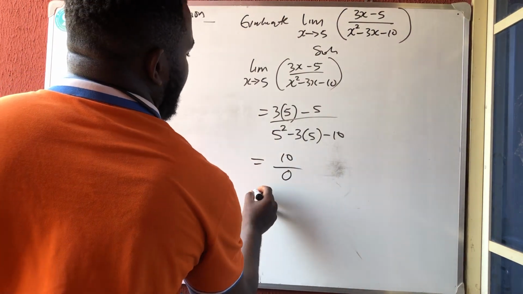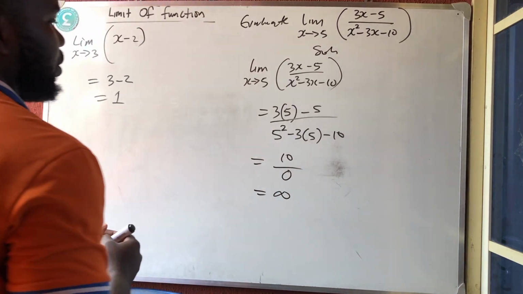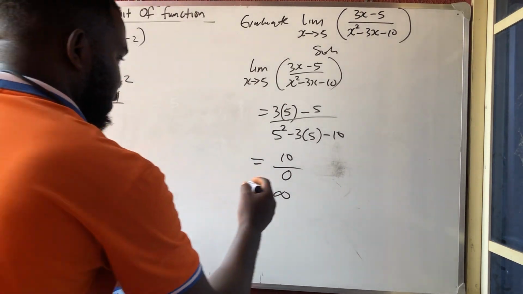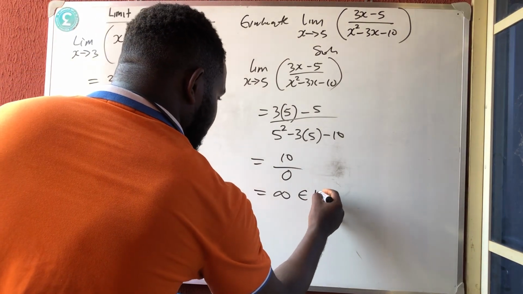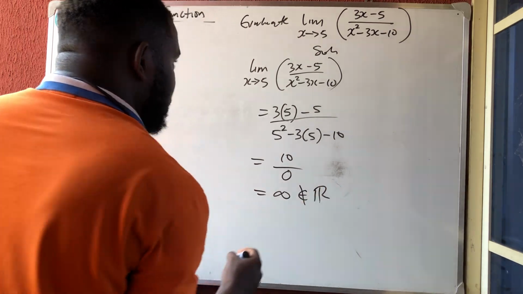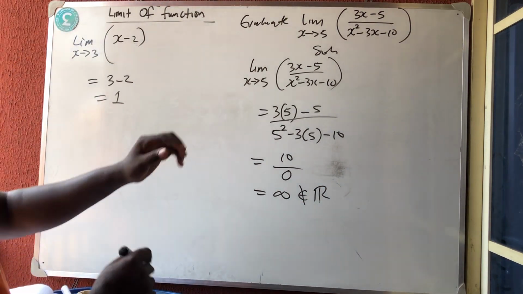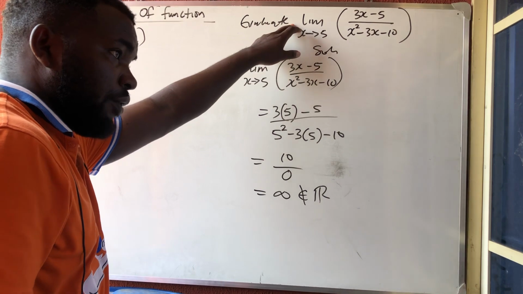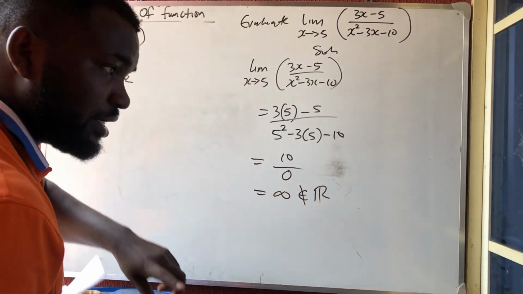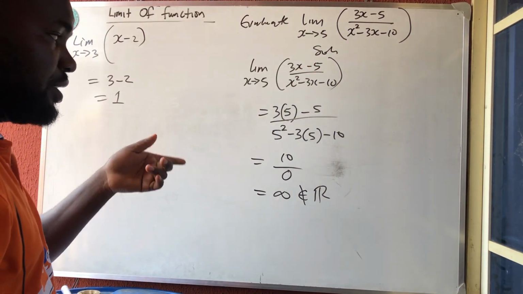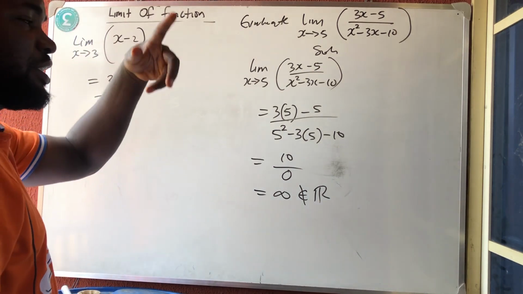10 divided by 0, what do you have? Infinity. So infinity is not a real number. I hope you know that infinity is not an element of the real numbers. So what does it mean? That the limit of this function exists. Okay, the limit exists, but it does not exist in the reals. The limit is infinity, but it does not exist in the reals.